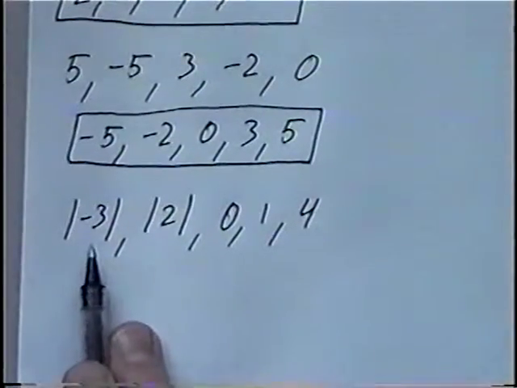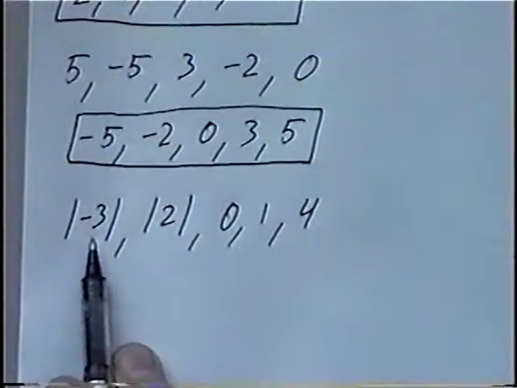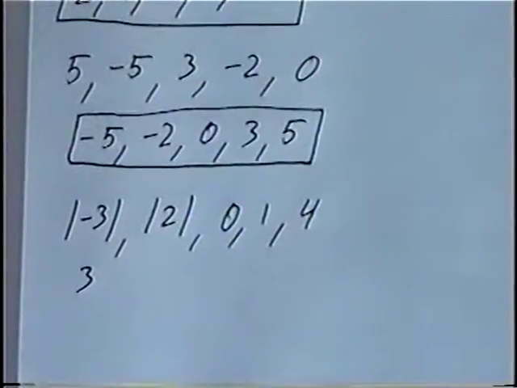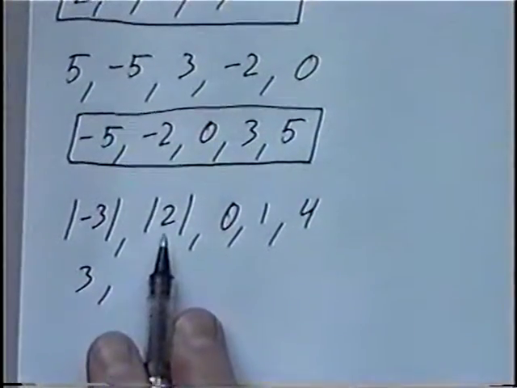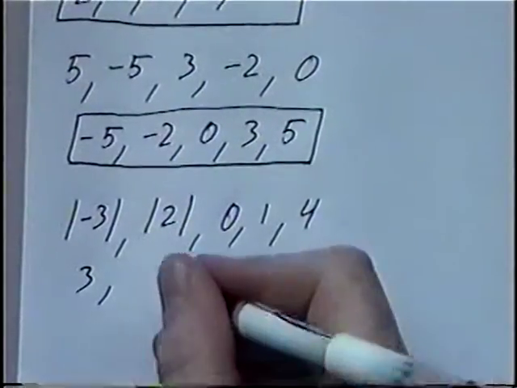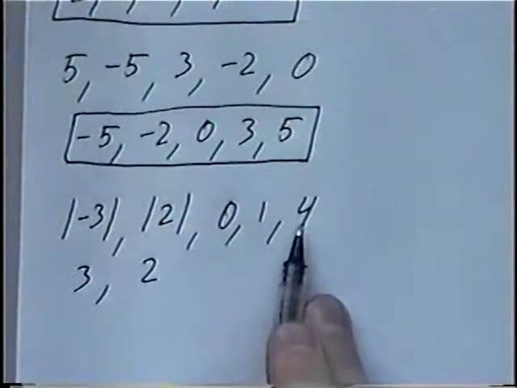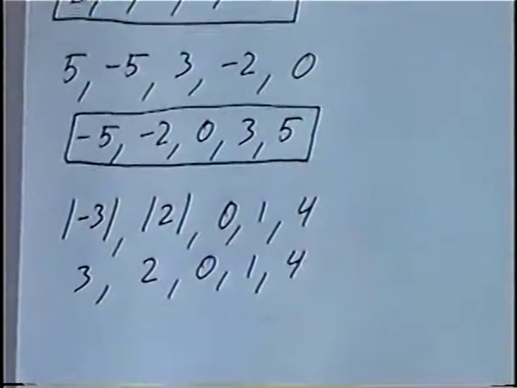To find the absolute value of a number, whatever the number is, you make that number positive. So the absolute value of -3, change it to positive, and that would be +3. Absolute value of +2, if the number is already positive, it stays positive. Just take the absolute value signs off, and the other 3 numbers I'll rewrite: 0, 1, and 4.